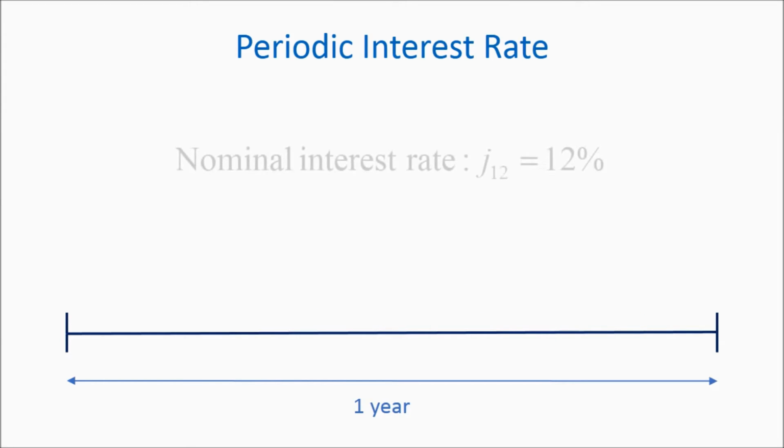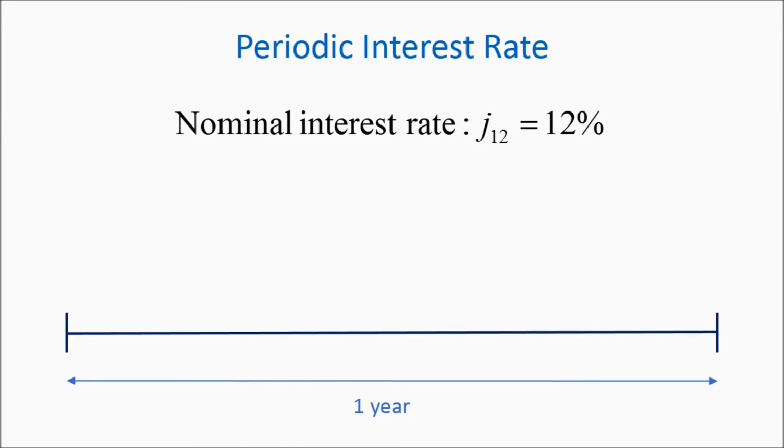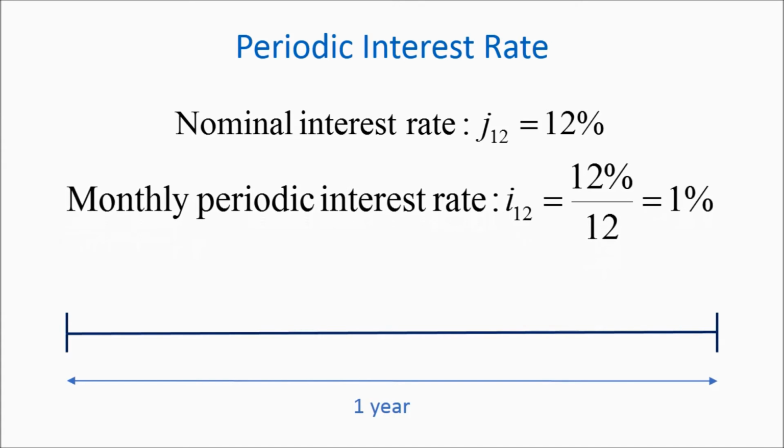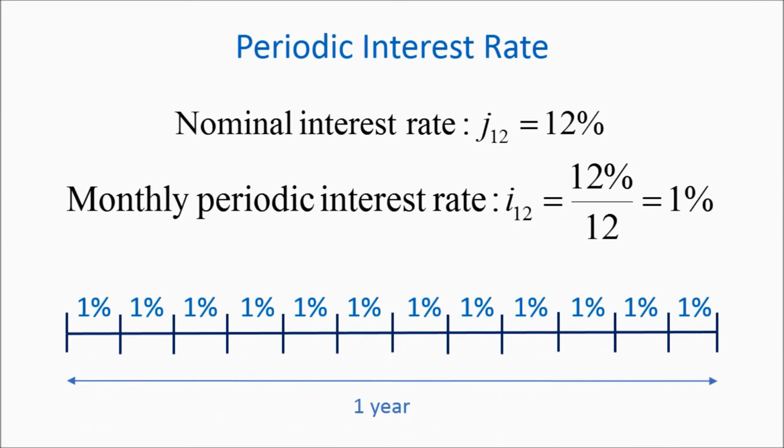What if we have J12 equals 12%? That's the nominal interest rate with monthly compounding. That means that our periodic monthly interest rate is J12 divided by 12, 12% divided by 12, and is equal to 1%. So every month we add 1% to the loan, and we do it 12 times.